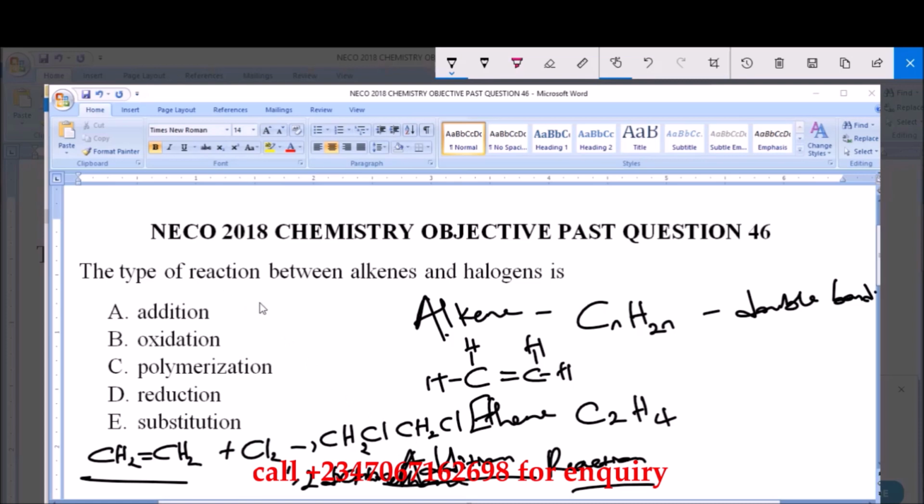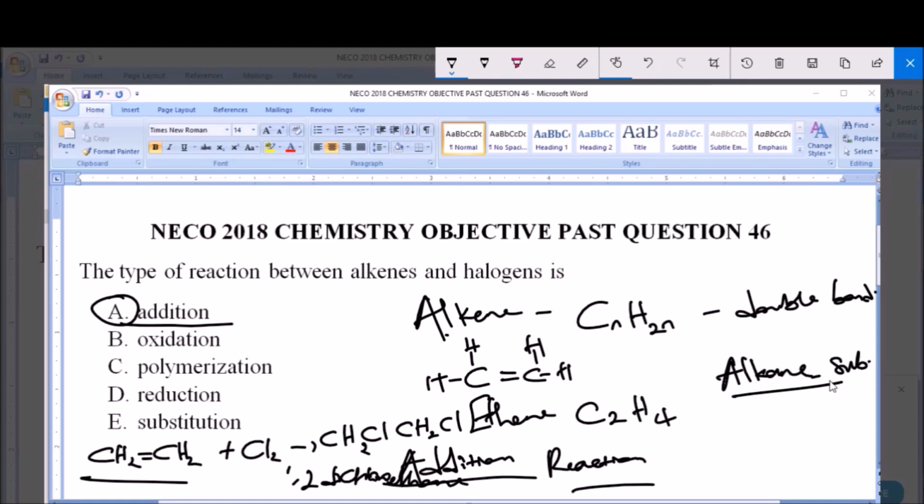And so therefore, the type of reaction between alkenes and halogens is the addition reaction. And like I told you, alkenes can only undergo addition reaction with halogens. But alkanes undergo what? Substitution reaction. And this is because they are already saturated. But alkenes are not saturated because of the presence of double bonds. So addition of chlorine will break this double bond and make them saturated. But because alkanes are already saturated, they can only undergo substitution reaction, that is, replacing the hydrogen atom with another halogen atom.